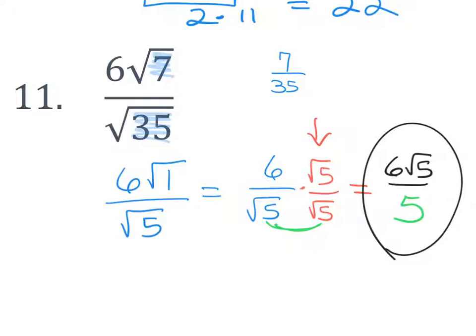So we can never leave a square root in the bottom. In order to get rid of it, we have to rationalize. And you rationalize by making it a perfect square by multiplying it by itself. Now, I could have started from the beginning and multiplied the top and the bottom by square root 35, but then I would have had a huge radical to simplify. So it's better to try to simplify before you try to deal with that.